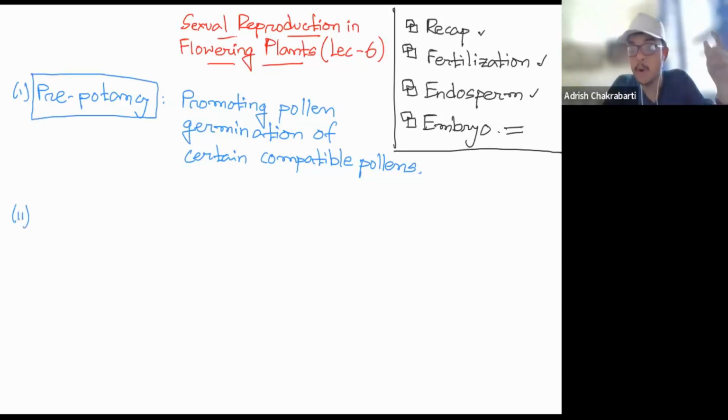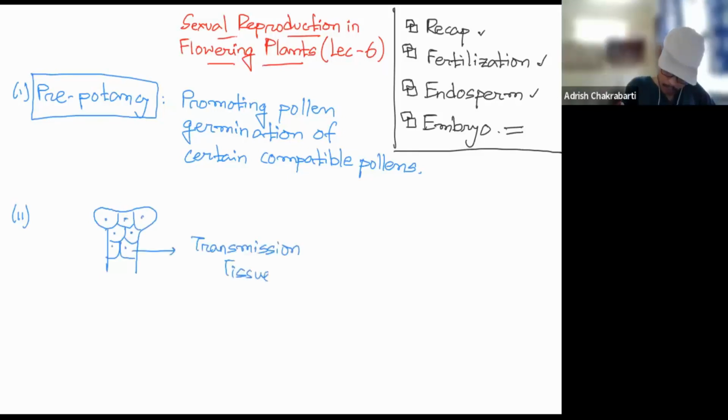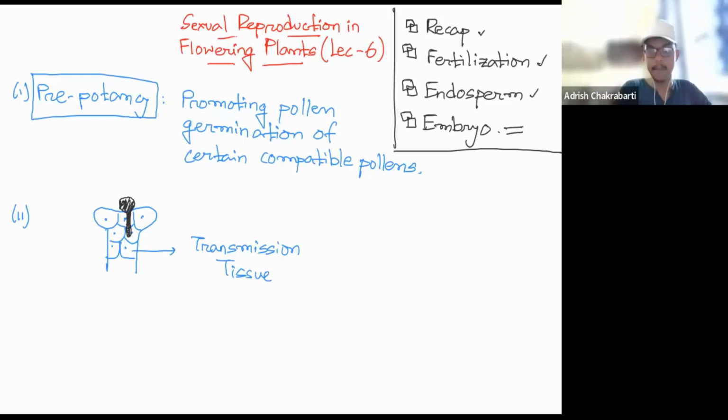Next was pollen tube growth. I would like to add some points to this. Let me draw this. See, this is the stigmatic surface, and these are the cells present over here. These cells are known as the transmission tissue. On top of this, the pollen grain has fallen like this, and pollen germination is happening through the stigma, through the style, through the transmission tissue. So the new term here is the transmission tissue.